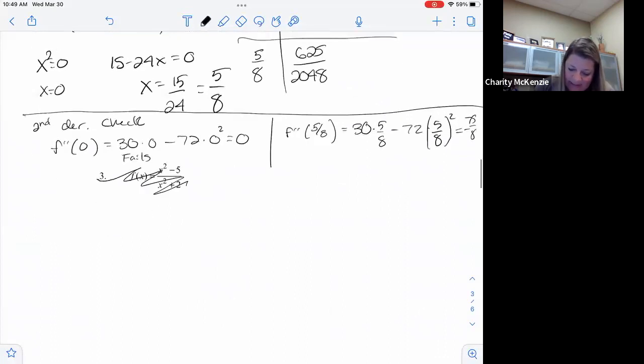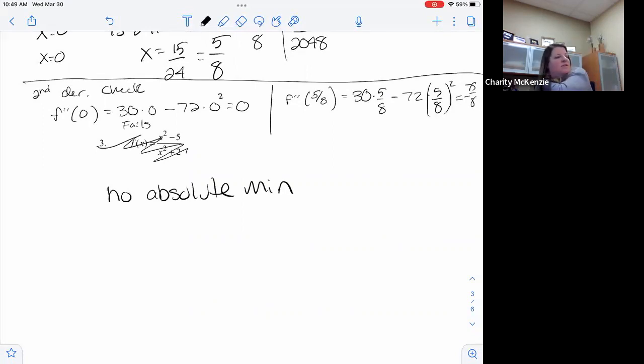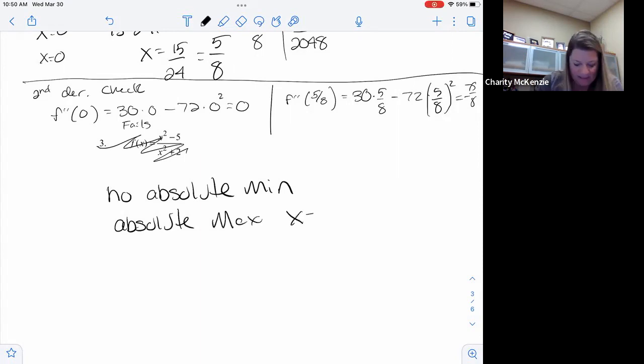So I'm going to cross that out for a second. So we can write out our final answer. There is no absolute minimum. Okay, there was the second derivative at both critical values was not greater than 0. It was less than 0. If it's greater than 0, then we have an absolute min at that spot. We didn't. So we have an absolute max at x equals 5/8 and y equals that weird number 625 over 2048. Okay, kind of weird.